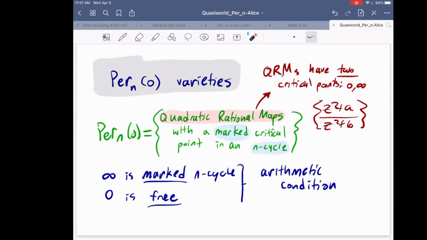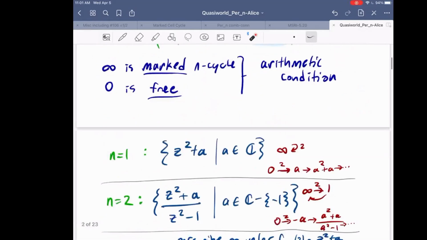And what these Per_n(0) varieties are is that they're these quadratic rational maps where you take a critical point and you mark it to be in an n-cycle. So this is really an arithmetic condition where we impose infinity to be in an n-cycle, but then our other critical point of 0 is free. So if all quadratic rational maps have a two-dimensional moduli space, in the sense that I have two different parameters of complex dimension 1 that I can each modulate, then each one of these varieties becomes one complex dimensional because I have one dimension that I can adjust.